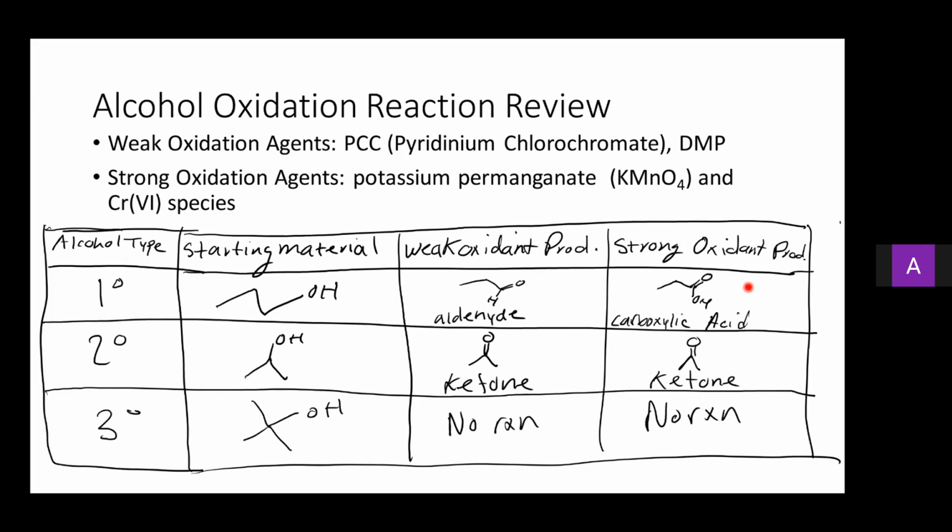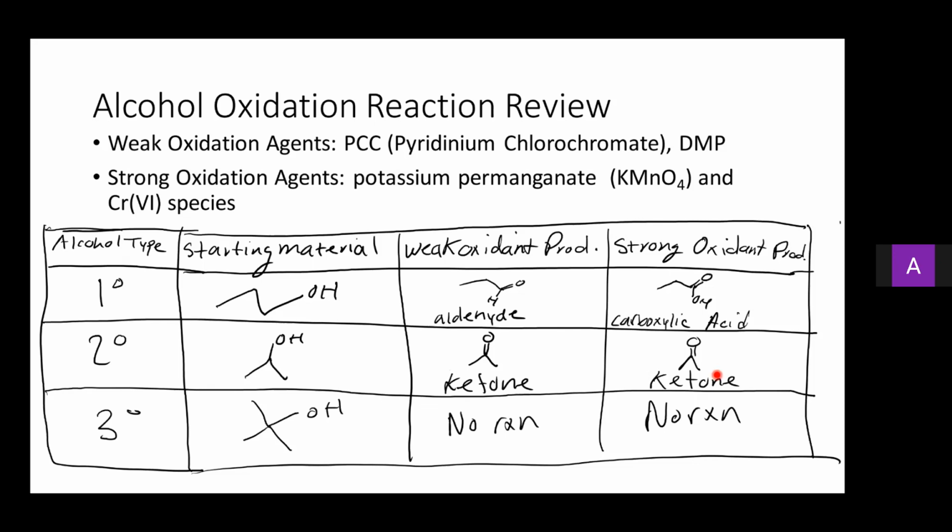We have another situation that involves secondary alcohols. So here's an example of a starting material that is a secondary alcohol. When it comes to how it reacts with weak oxidants or strong oxidants, it doesn't really matter. It reacts the same way. So whether it's a weak oxidant or a strong oxidant, it's going to produce a ketone in either situation. So the main point is that it doesn't matter whether it's a weak or strong oxidant, it's going to form a ketone, okay?